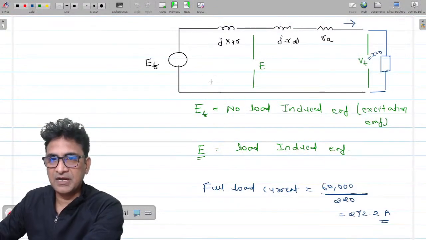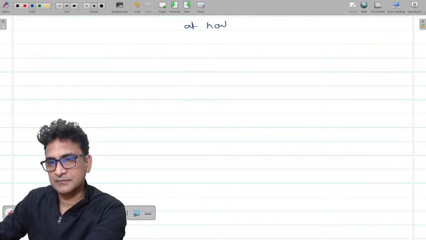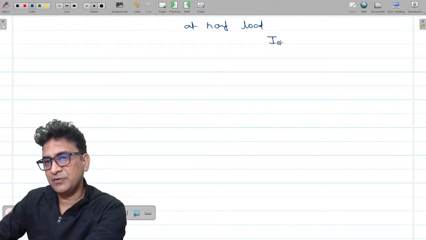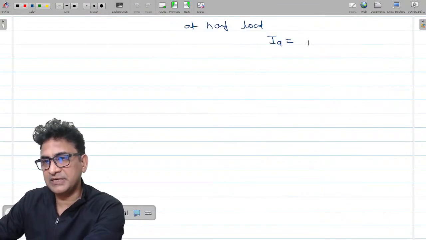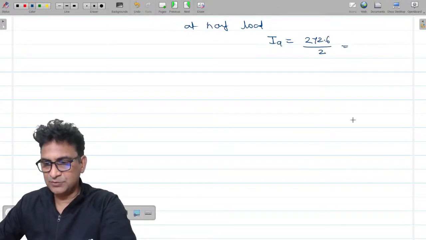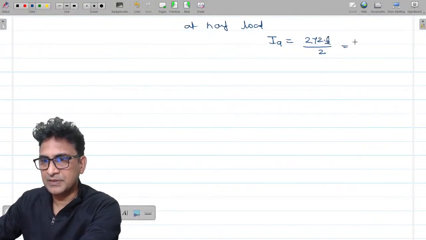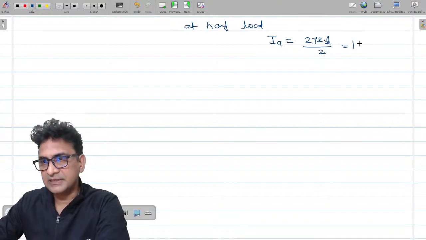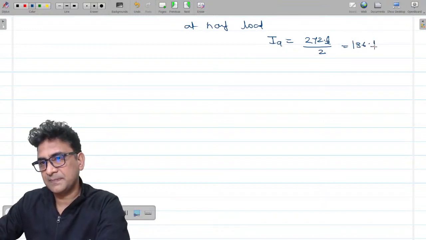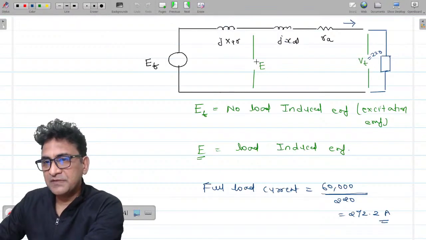So at the time of half load, the current that would flow in the armature winding will be half of the rated current. It is 272.2 divided by 2, sorry, 272.2. So it is 136.1. This much amount of current is flowing here. So what is the value of E?